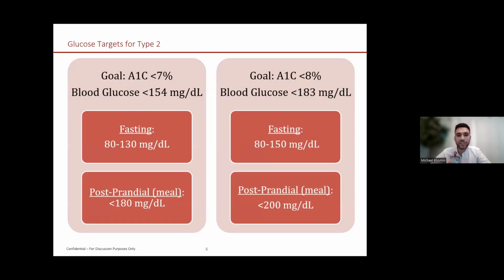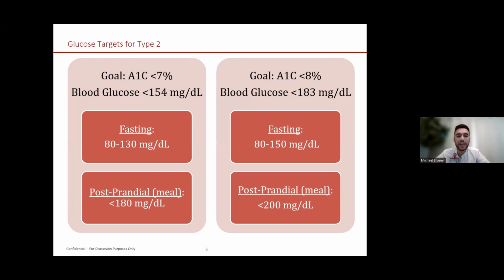So what are our targets? What numbers are we looking for? We know when to measure, we know why it's important, but what do those numbers mean? So the blood sugar numbers really depend on your A1C goal, and people have different goals. Generally, it's between under 7 and under 8%, and that's an individual decision that we make as providers as to what your appropriate goal is for you.